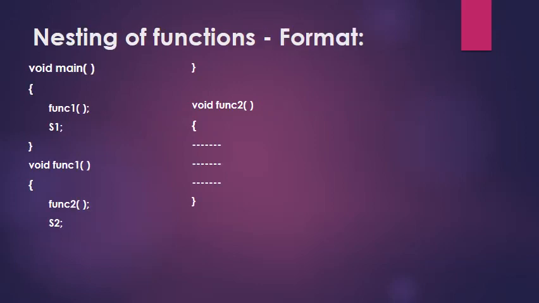So here we have a sample format of nesting of functions. There is a function called void main. Inside the main function we have a call to function 1, and following the function call we have a statement s1. Coming inside function 1, there is a call statement for function 2, and after that call there is a statement s2. Coming to function 2, here we don't have any other function calls, so we just have a few statements to be executed. Now function 1 is making a call to another function, function 2. So this is called nesting of function.